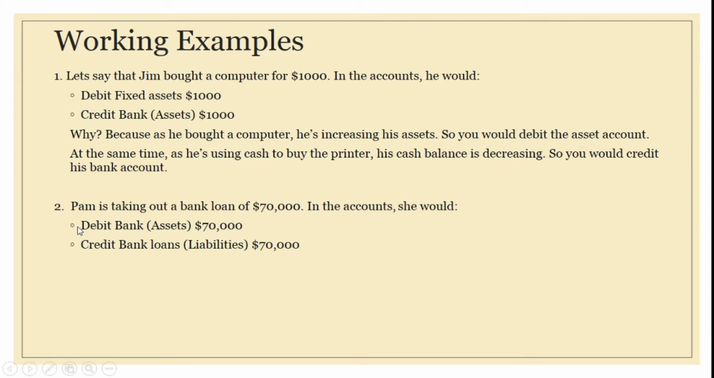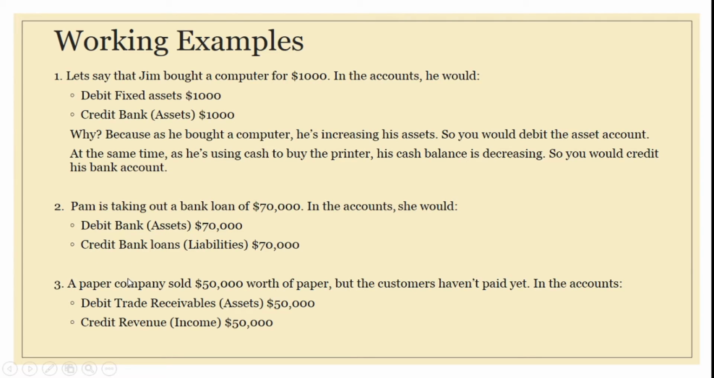For the second example, let's say that Pam is taking out a bank loan of $70,000. In the accounts, she would debit her bank account by $70,000 and credit her bank loans by $70,000. Now why? Well, because as she's taking out a bank loan of $70,000, she's actually increasing her cash balance by $70,000. So she would debit her bank account. Also, she's taking out a bank loan, which is considered a liability. So her liabilities are actually increasing, and so you would credit her bank loan account.